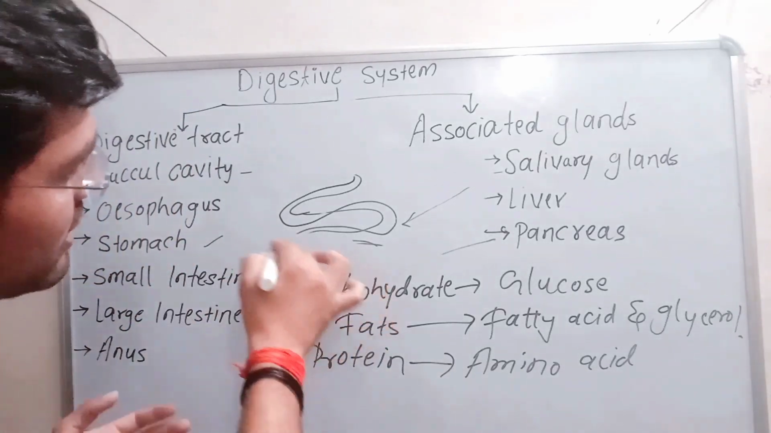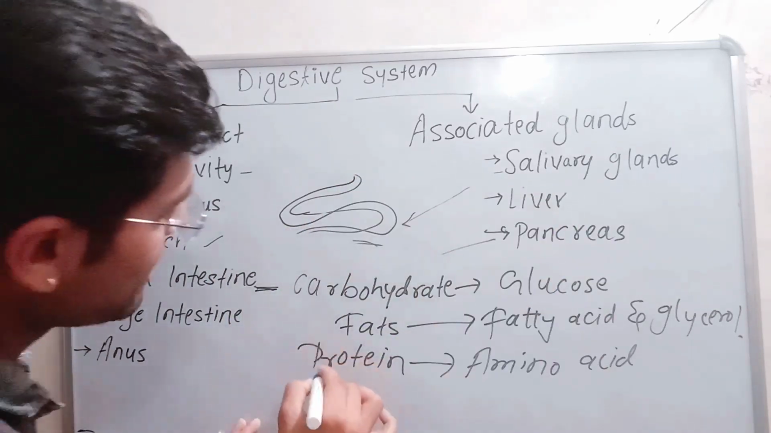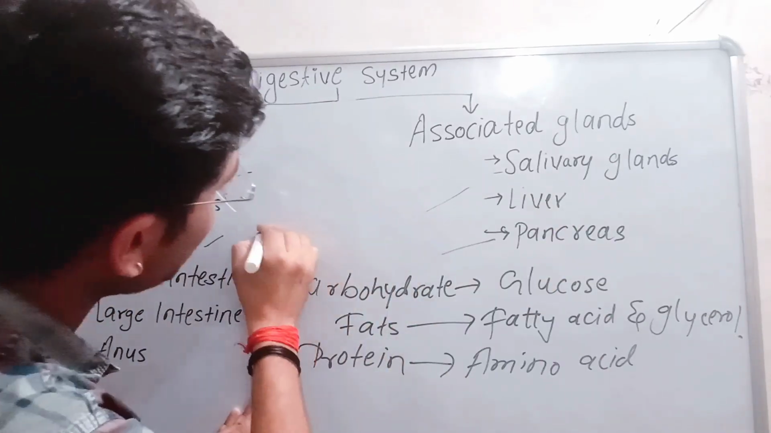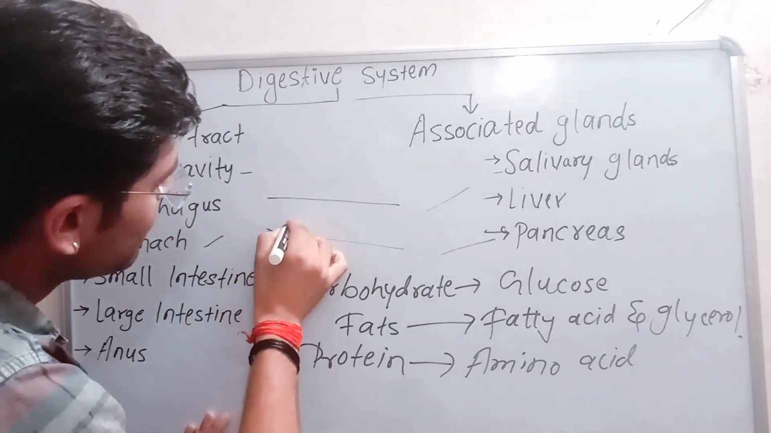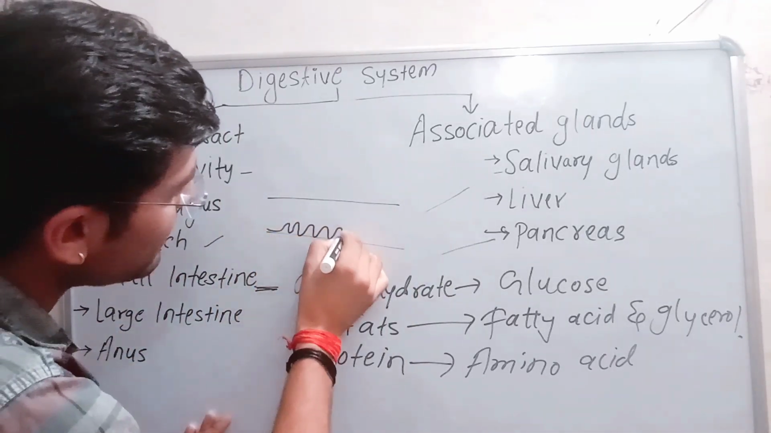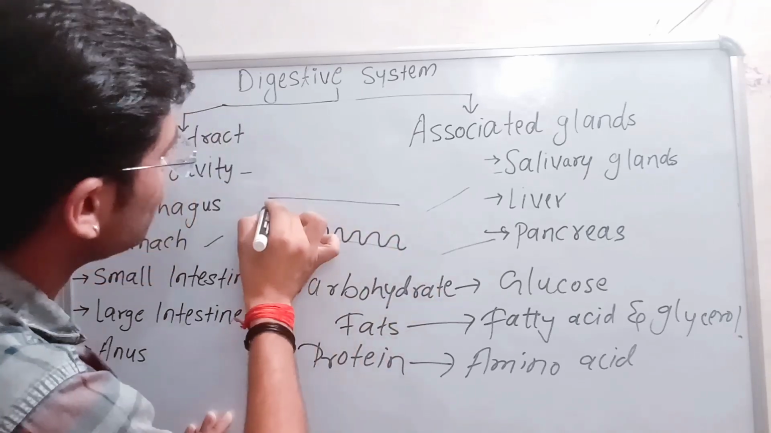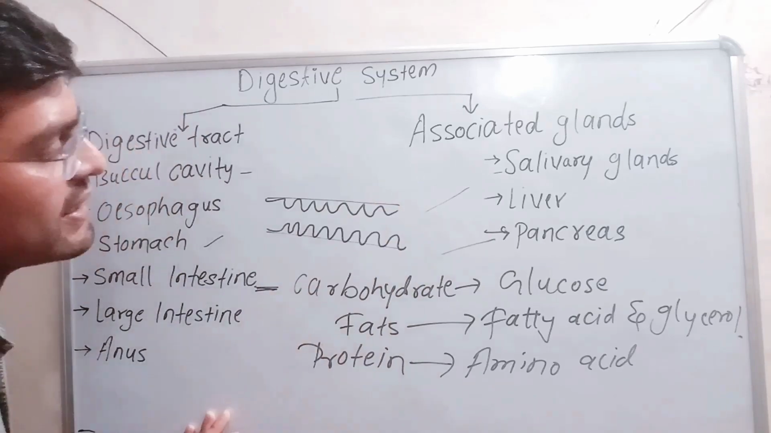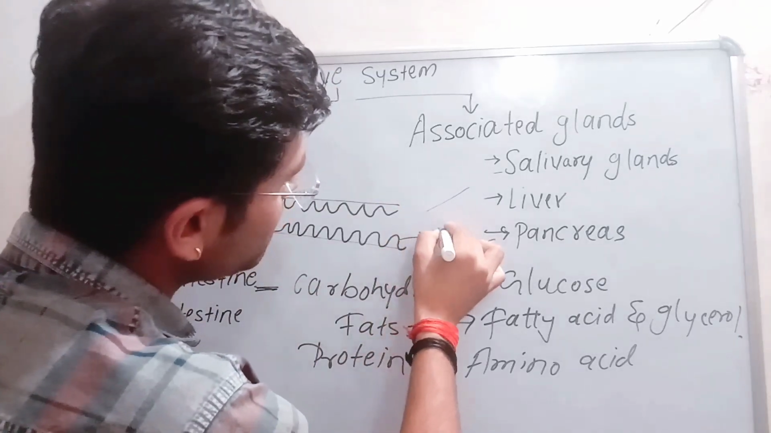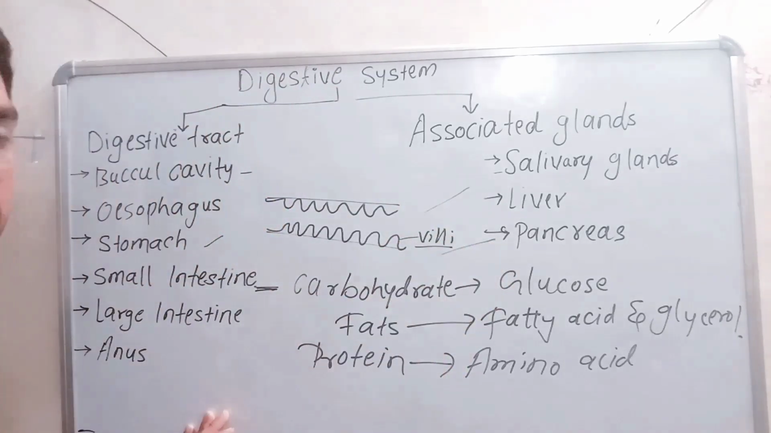There are foldings in our small intestine. See, it is the cross section of the small intestine. The inner walls of the small intestine have this type of folding. We call them villi. So with the help of villi, absorption of food materials happens.